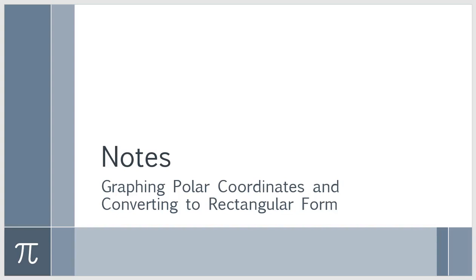In these notes, we're going to take a look at a different system for describing the location of a point on a graph, and we're going to talk about how to take the coordinate in that other language, the polar coordinate language, and convert it back to our standard x and y coordinate system.